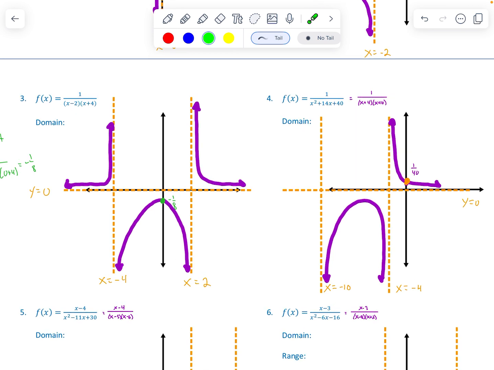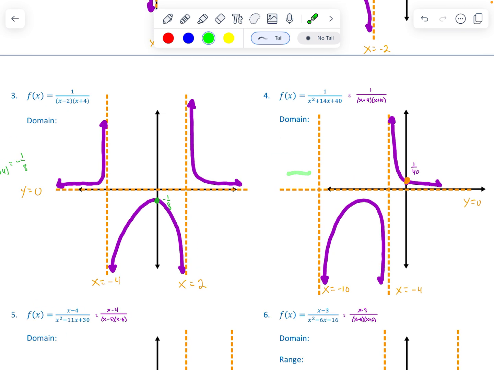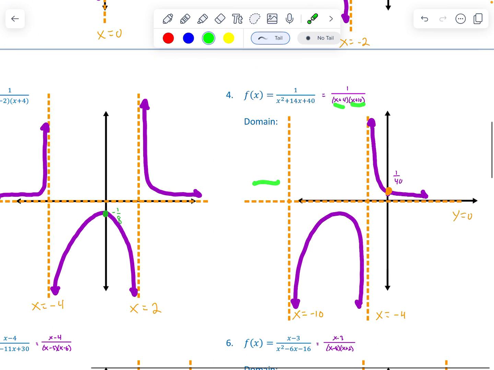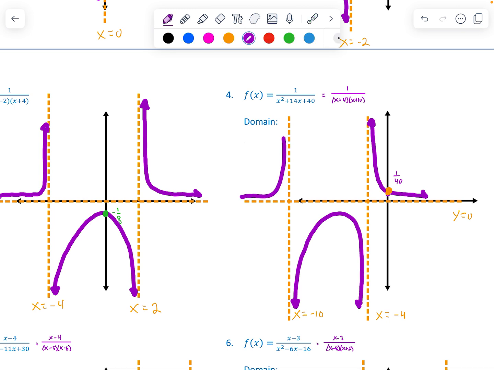And so let's pick like -10.1. That'll give me a negative number here and a negative number here, which is positive overall. And so it's going to look something like this, because it's going to go up when we get that positive result.